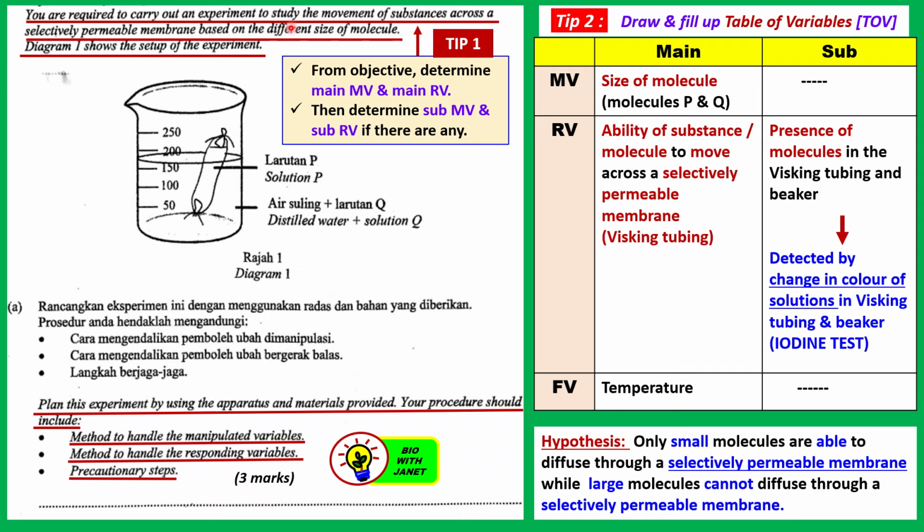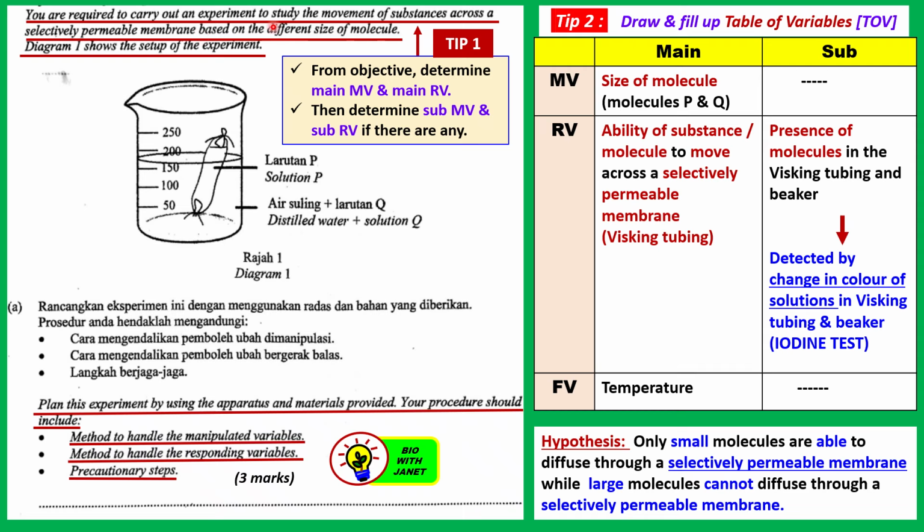Now, you can see that the experiment is to study the movement of substances across a selectively permeable membrane, that means the Visking tubing, based on the different sizes of molecules. Different sizes. The word different here hints to you that this is the MV. So when you change the size of the molecule, then the movement of substances across the Visking tubing will change, whether it can move through or cannot move through.